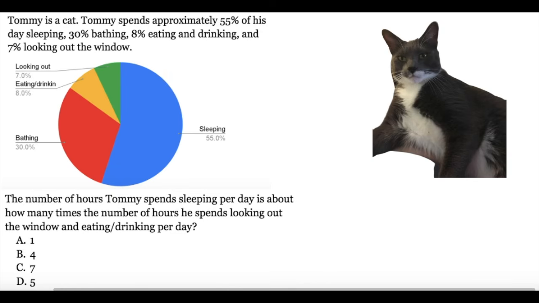Tommy is a cat. Tommy spends approximately 55% of his days sleeping, 30% bathing, 8% eating and drinking, and 7% looking out the window.